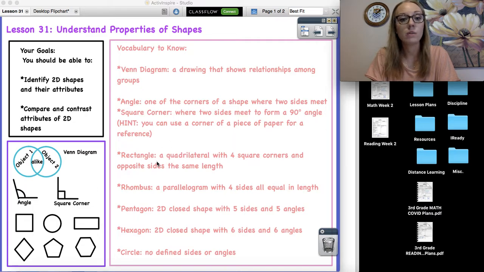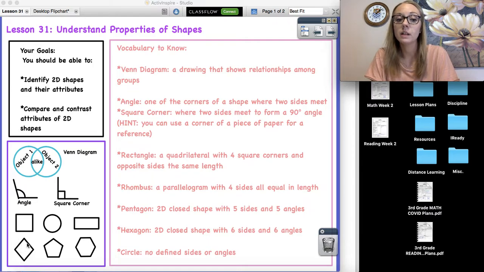Going through the shapes, you have a rectangle. The definition is a quadrilateral with 4 square corners. Opposite sides are the same length. So right down here is our example. You have opposite sides. Those two are going to be the same length. Opposite sides right here are going to be the same length. A rhombus is a parallelogram with 4 sides that are all equal in length. Down here is my example of that.